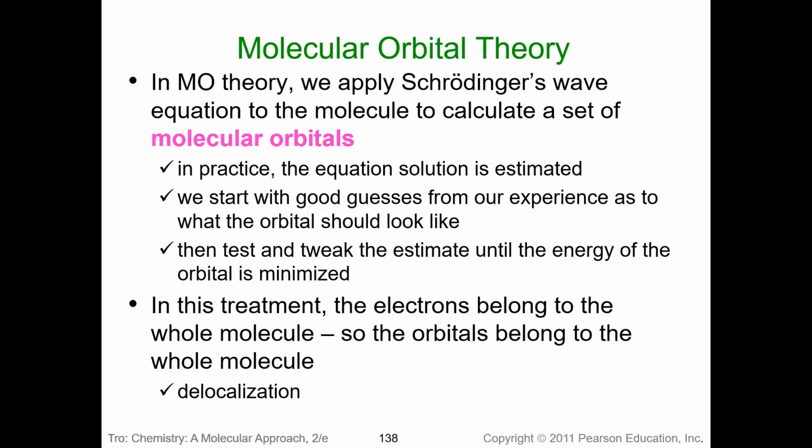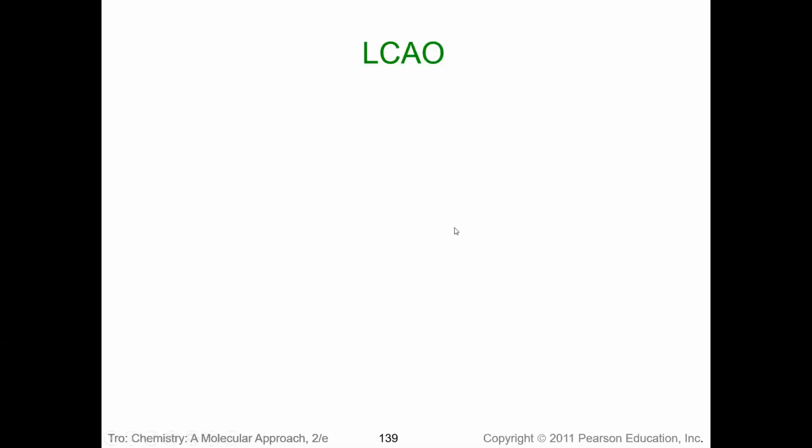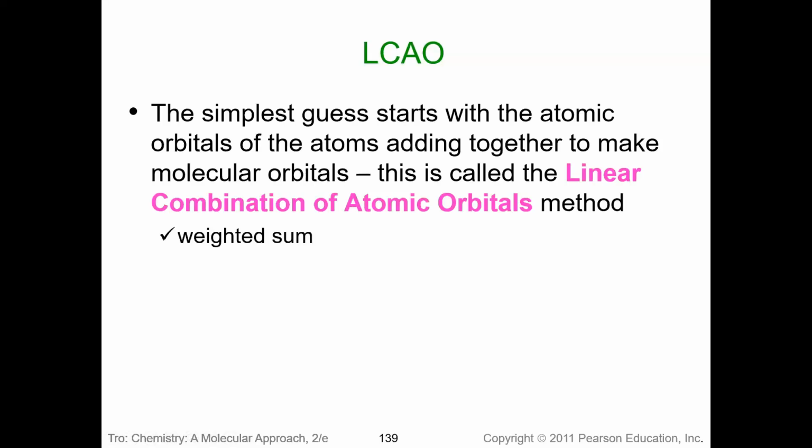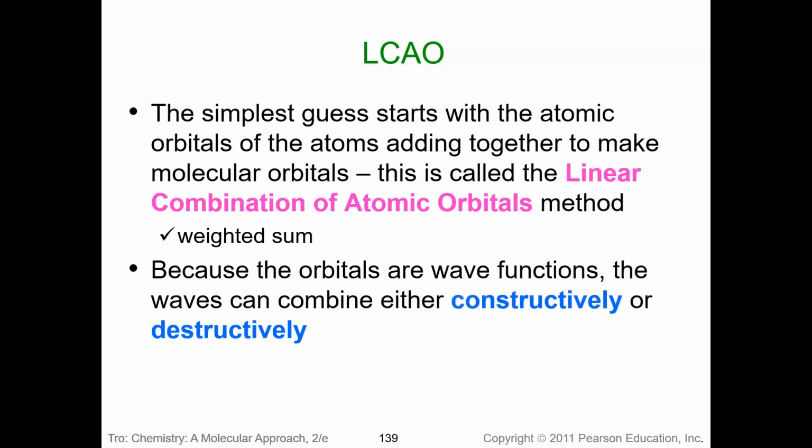And so in molecular orbital theory, the electrons belong to the whole molecule. They don't belong to individual atoms. We call this delocalization, meaning the electrons belong anywhere or to the whole molecule instead of an individual atom. We call this a linear combination of atomic orbitals, or LCAO.